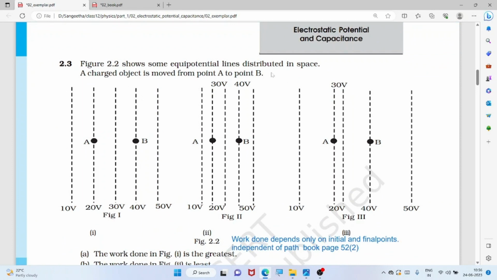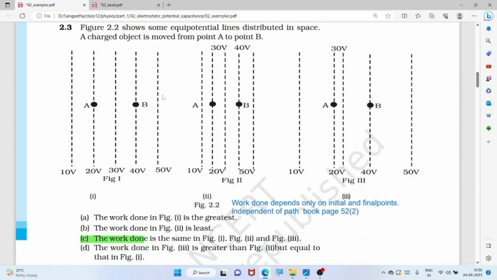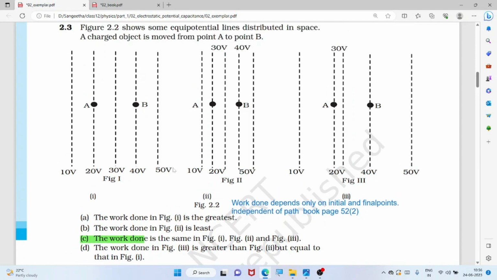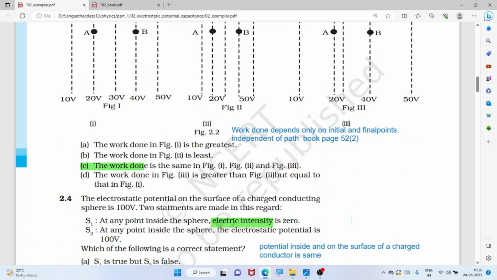Here we show the equipotentials distributed in space. A charged object is moved from point A to B. So here you have to see that the work done depends only on the initial and final potential, not on the path. Here also 20 volt to 10 volt, point A to B. Everywhere it moves from 20 volt to 10 volt. So the work done will be the same.